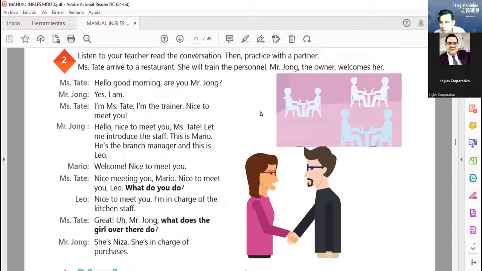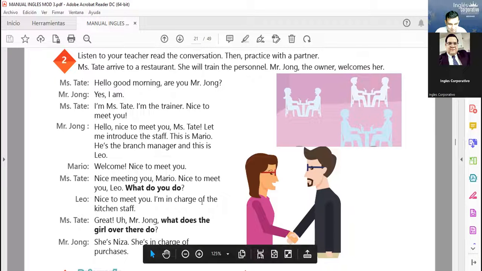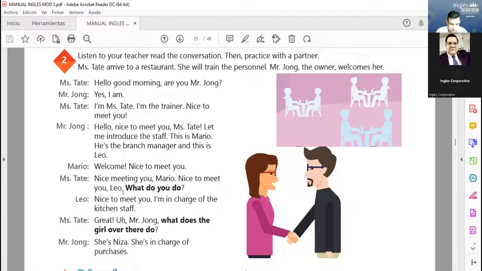In charge, miss. In charge. Excellent. Y la otra, of? Of purchases. Purchases, okay. Y esta palabra, teacher, I am in charge of the kitchen. Kitchen, cocina, kitchen. Kitchen staff, okay. Y este, he's the branch manager. Branch manager, exactly. Manager, y John, así, John. I'm sorry? John, sí, John. Yeah, okay. John. Okay, sure.